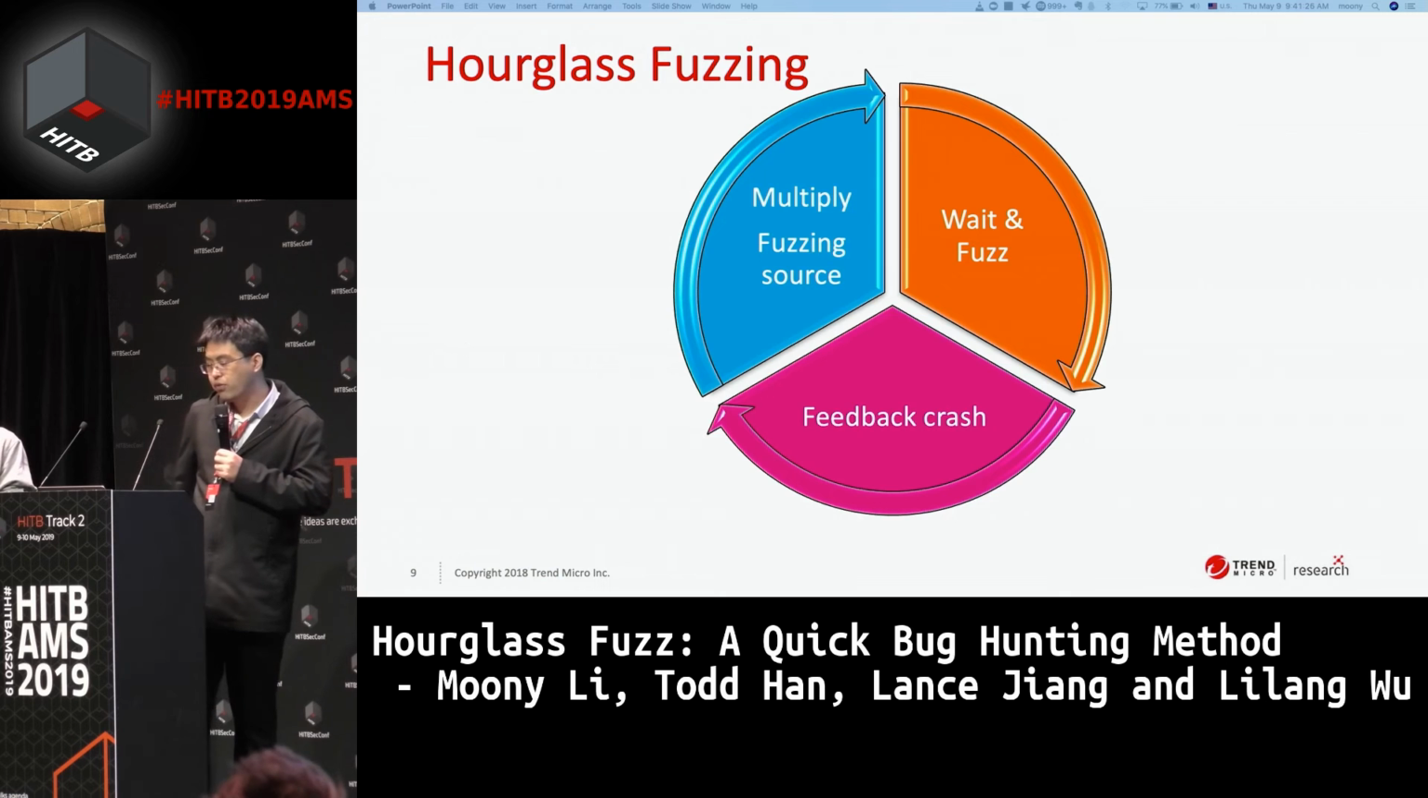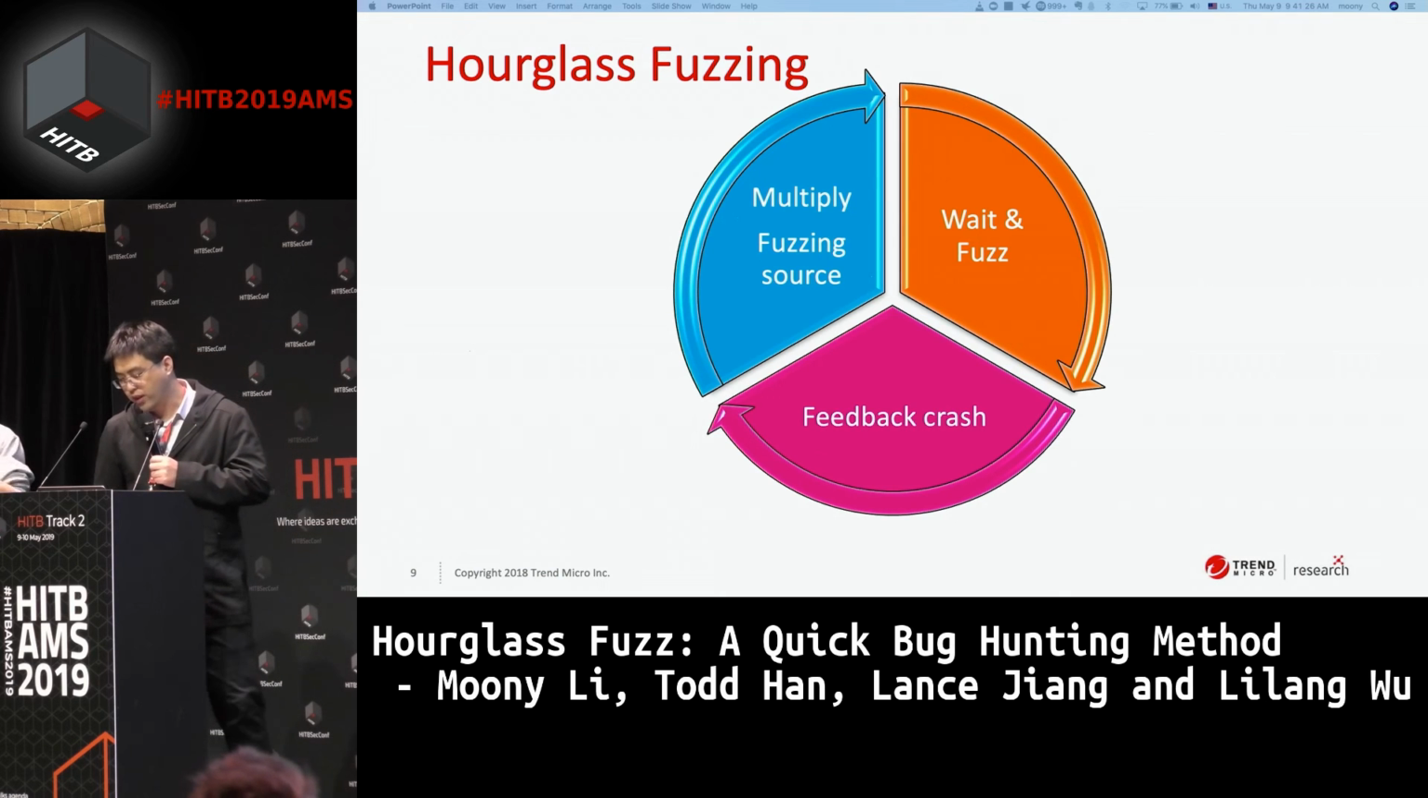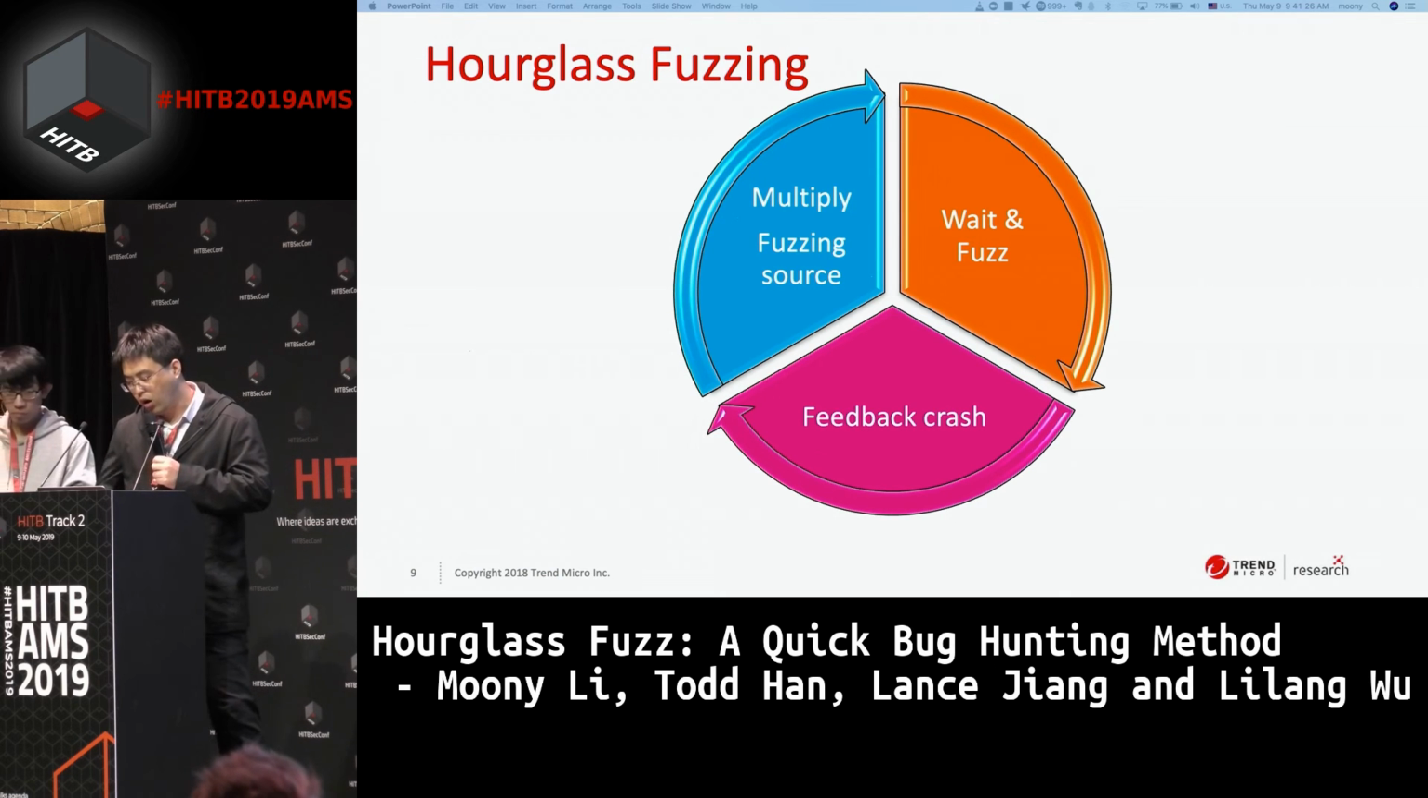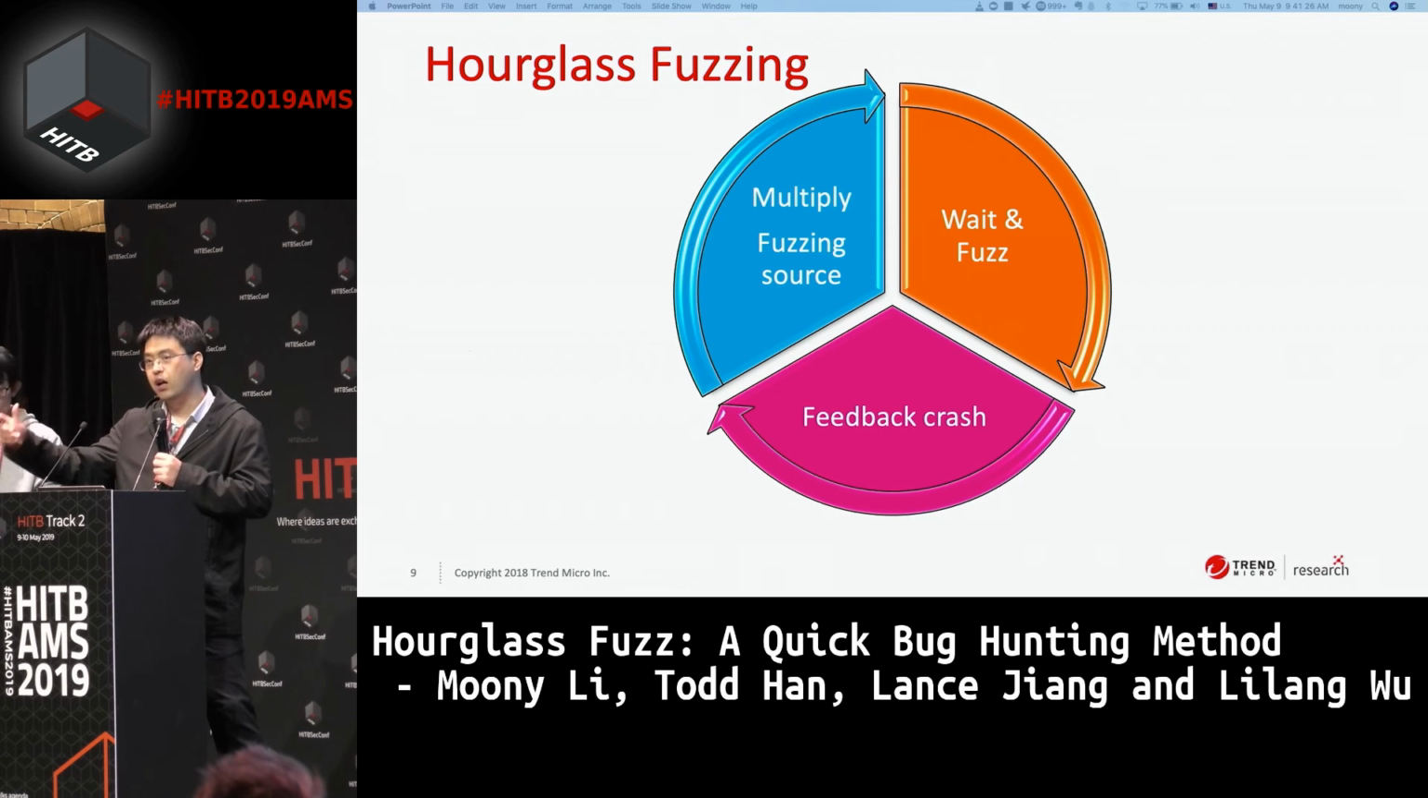So the main workflow of our Hourglass fuzzing could be like this. You multiply the fuzz sources as much as possible. For example, when you're launching and playing big online 3D games such as Dota by Blizzard, and connecting Wi-Fi, Bluetooth-like devices, and so forth.